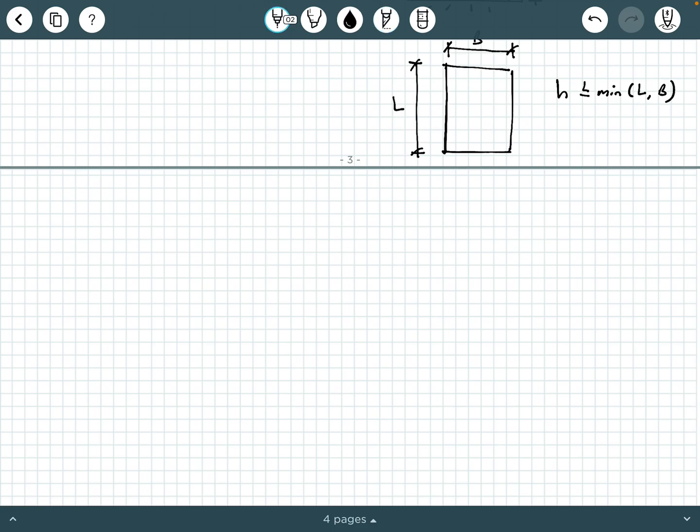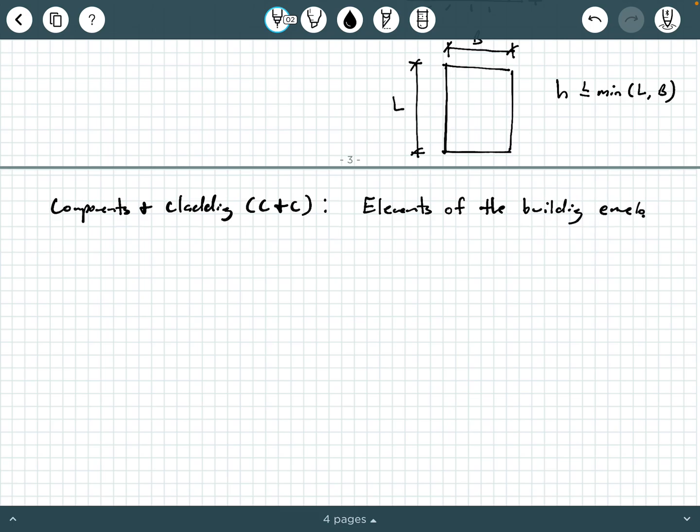Another definition, one that we talked about briefly earlier, is components and cladding, which we abbreviate C and C. These are elements of the building envelope or elements of appurtenances that are not part of the main wind force resisting system.